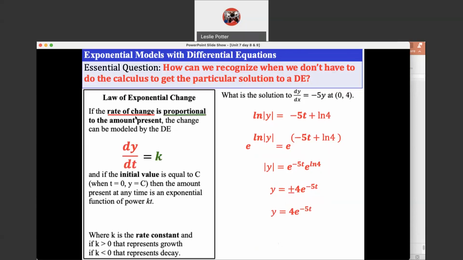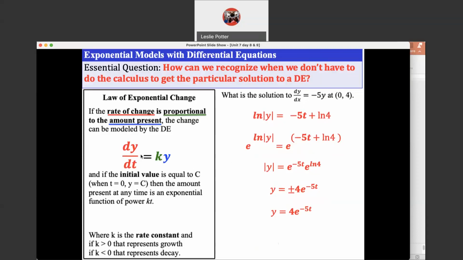There's the proportionality constant. Notice my color coding here. My rate of change is red. My proportionality constant is green, proportional to the amount present. I'm going to code that as blue. Okay, and that's what we started with. Our proportionality constant is -5.